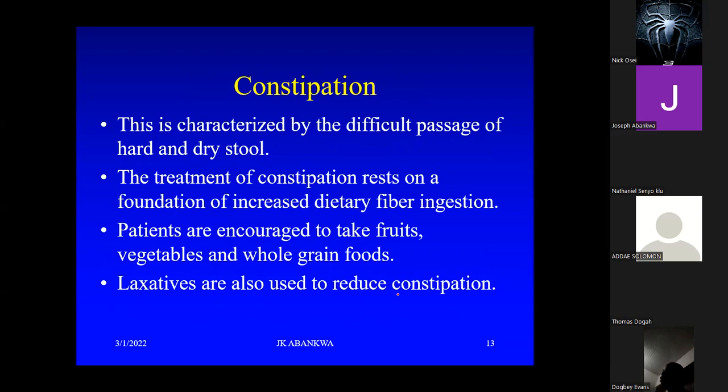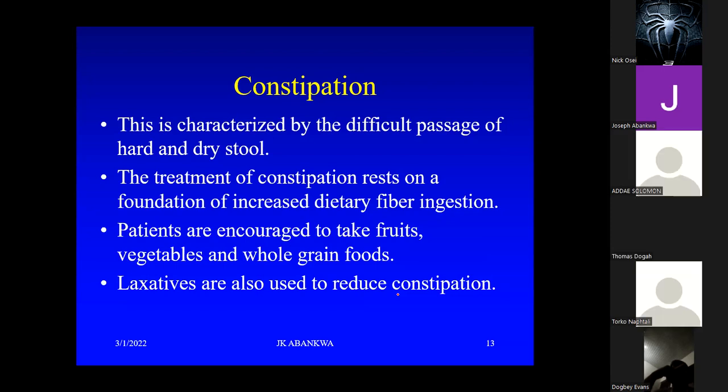Now, for constipation, I know we've all encountered constipation one way or the other. If you've been to high school or boarding school, maybe after eating two dry breads, you know what constipation is. Constipation is characterized by the difficult passage of hard and dry stool, and the treatment of constipation rests on the foundation of increased dietary fiber ingestion.